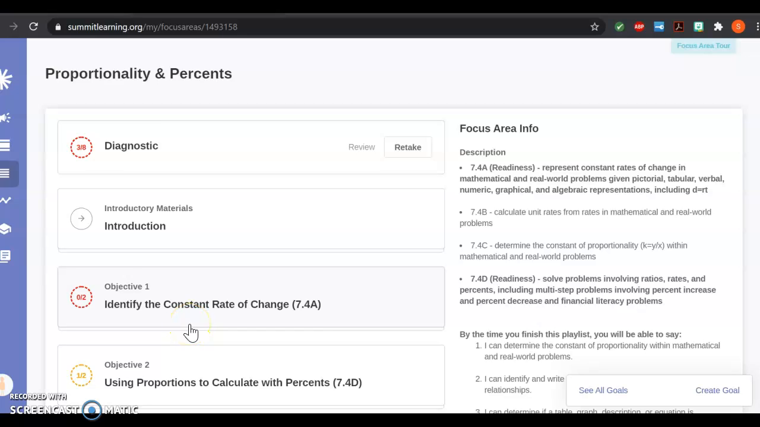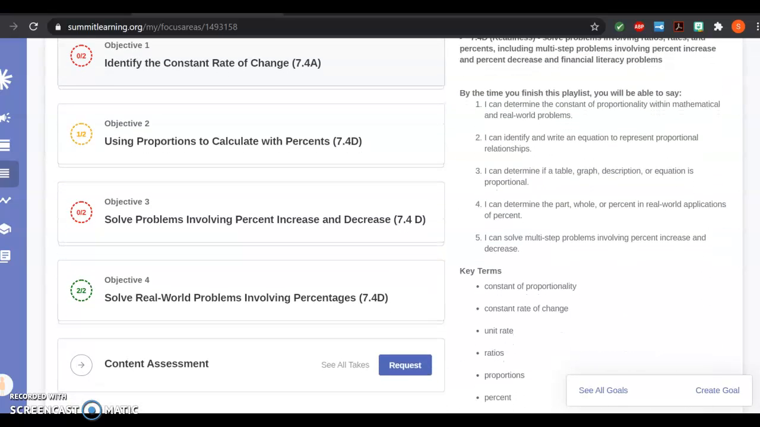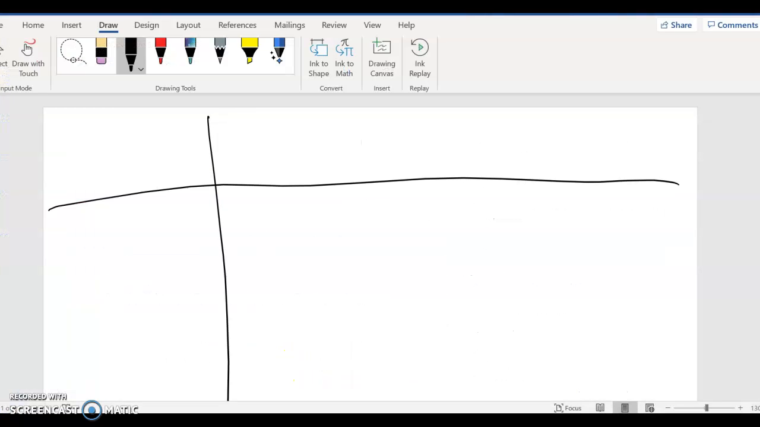All right, so we are still in our same power focus area, proportionality and percents, but now we are on objective 3. Objective 3 says to solve problems involving percent increase and decrease. Remember, before we get started with anything, we want to take that objective and turn it into a question.